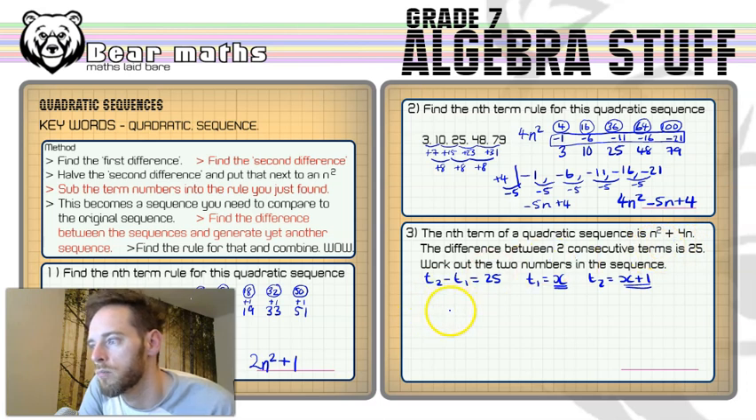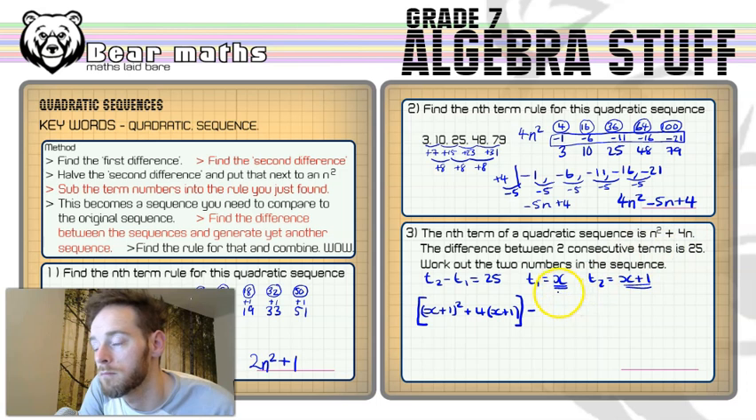I'm going to use some brackets and then some big brackets around things to hopefully help you understand what's going on. So term number 2 is this, substituted into here. Term number 2 is (x plus 1) all squared plus 4 multiplied by (x plus 1). All I've done is replace the n in the rule with my term number 2. So there's my term number 2 in these big square brackets. Then I'm going to minus, and I'm going to use the rule again to substitute in the x value.